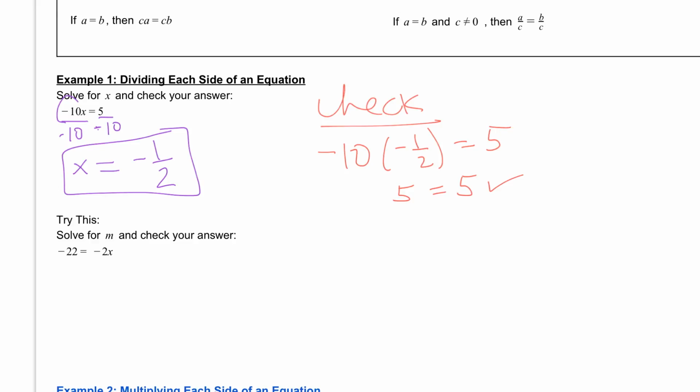So you're looking at negative 22 equal to negative 2x. So push the pause button, unpause it when you're ready to check your answer. If you did the try this correctly, you should get that x is equal to 11. If you did not get x is equal to 11, please raise your hand and I'll come over and help you.